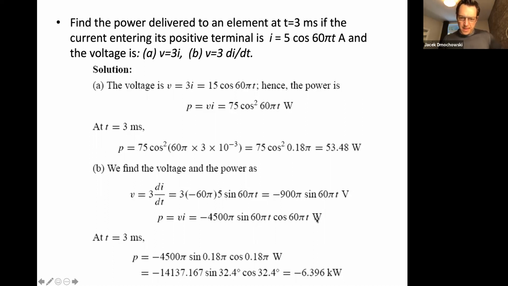And then to actually obtain a numerical answer, you need to plug in 0.003 for time and evaluate. And when you do that, you get negative 6.4 kilowatts. Since this is a negative power, this is the case where the device is supplying power to the rest of the circuit. So this is an example where this element is providing power to the other circuit elements. Whereas here, because the power is positive, this is a case where the element is absorbing the power.